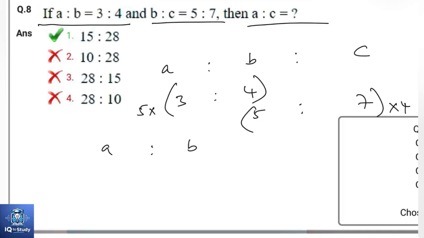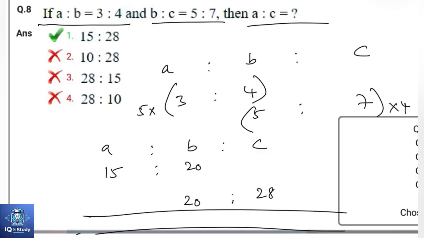So A is to B is to C becomes 15 is to 20 and here 20 is to 28. From this, the combined value is 15 is to 20 is to 28. We have to find A is to C. From this, A is to C is equal to 15 is to 28.